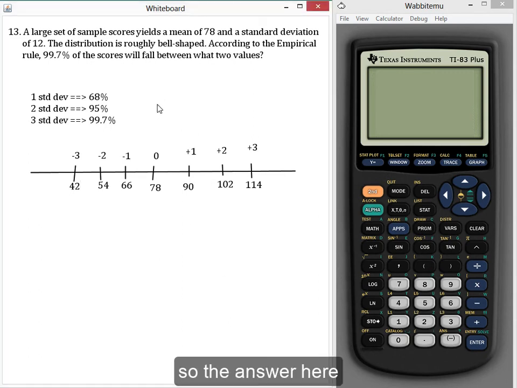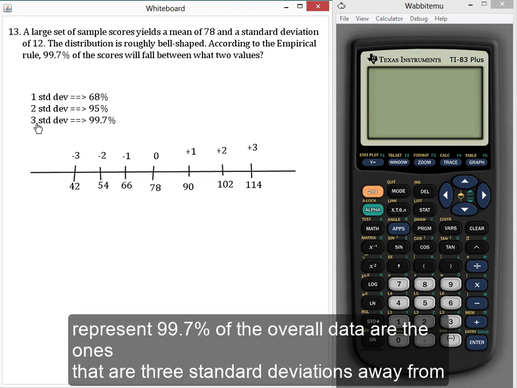So the answer here: the values that represent 99.7% of the overall data are the ones that are three standard deviations away from the mean. So those values are 42 and 114.